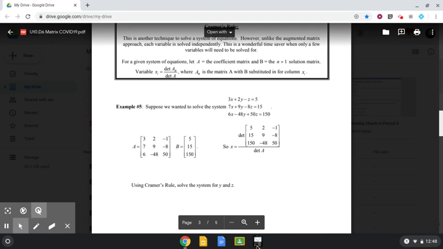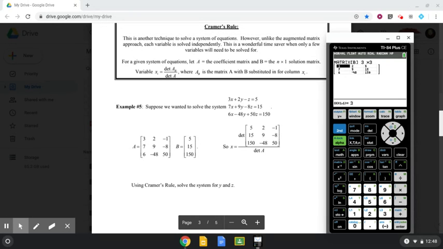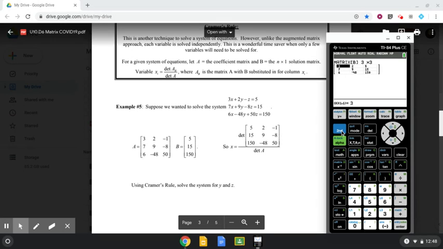And now to find z, this should be the matrix you use for the determinant in the numerator. Going across the row: 3, 2, 5, 7, 9, 15, 6, negative 48, 150. Like we did before, we get out of this menu and do second enter, because our new overwritten matrix B is what I'm finding the determinant of in the numerator, and press enter. And voila, negative 11.25.